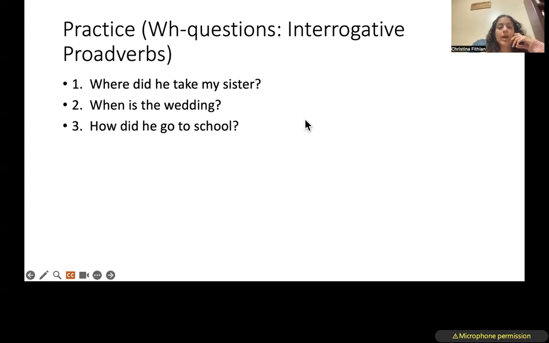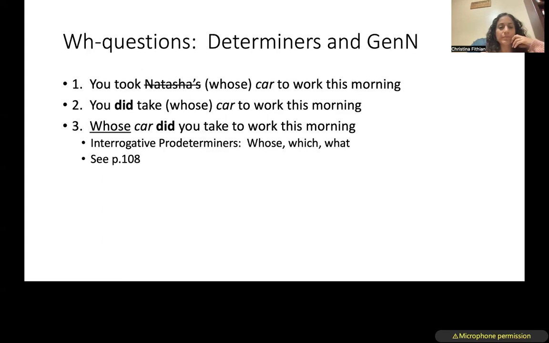So here's a little bit more practice with interrogative pro-adverbs. It's all of the same sentences we saw earlier. Where did he take my sister? When is the wedding? And how did he go to school? So see if you can diagram these as well.